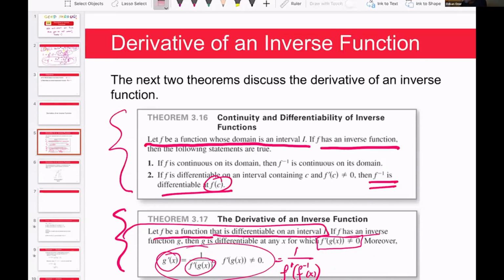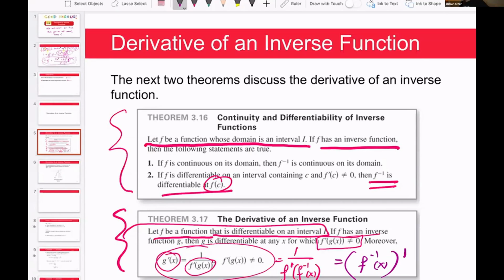And what is that again? That is the derivative of the inverse function. Okay? Because again, g is playing the role of f inverse, okay? So that's one thing, and I'm going to use this formula all the time, okay?